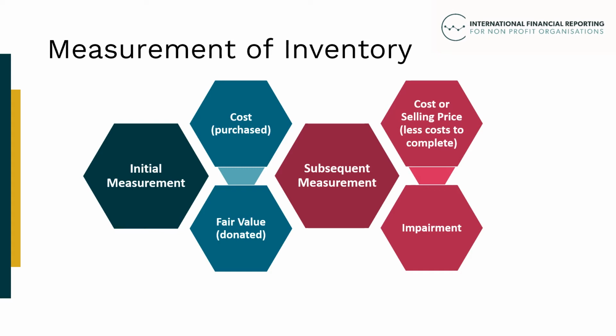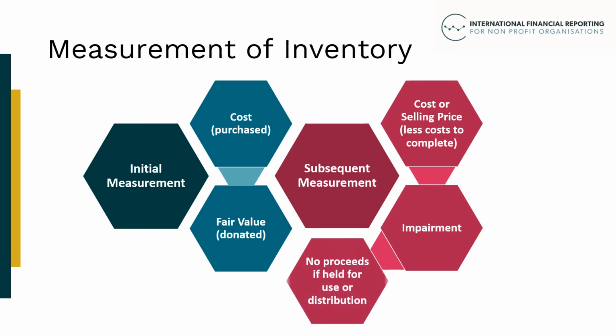For non-profit organizations, a key issue is that NPOs may hold inventory for use in providing services or to be distributed at no charge, and so there are no sale proceeds. For these types of inventory, there is a question about how the impairment should be assessed because there are no sales proceeds.